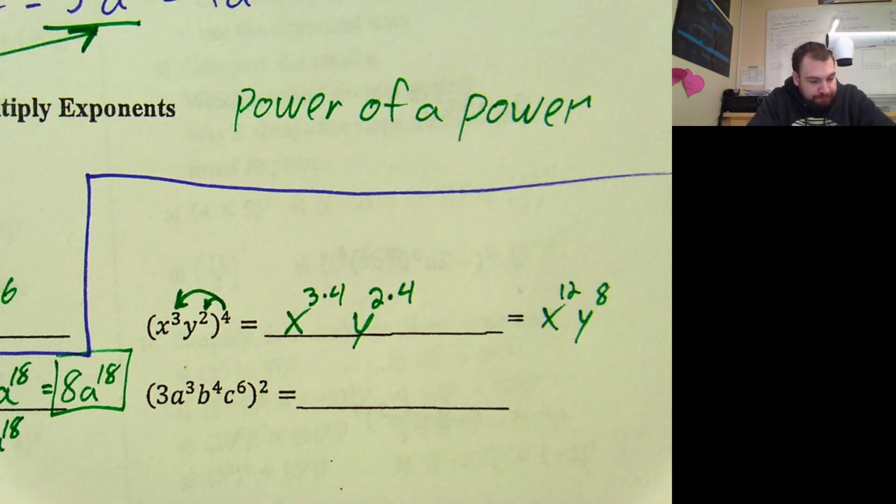So you just distribute the exponent and then multiply the exponent by the existing exponent. Yeah.